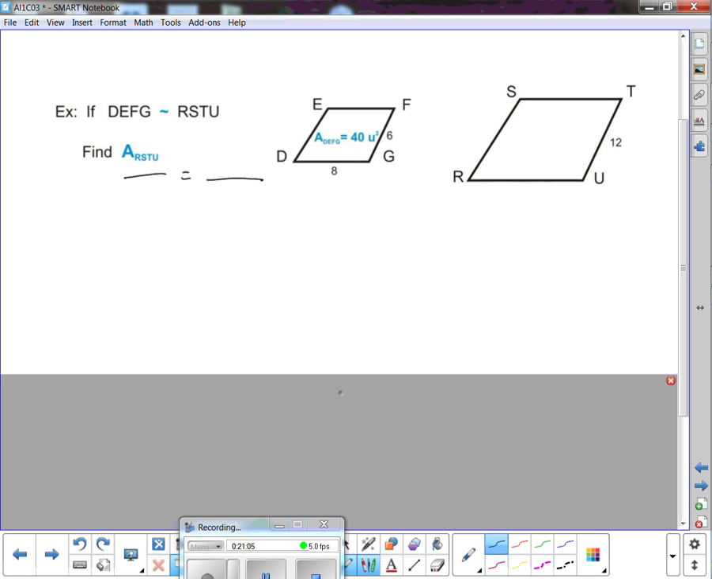Right now, no. Okay, so I got the area of RSTU on the top. What's going to go on the bottom? So the area of DEFG, is that what you're saying? See, I have area on the top. I need area on the bottom. Area over area.